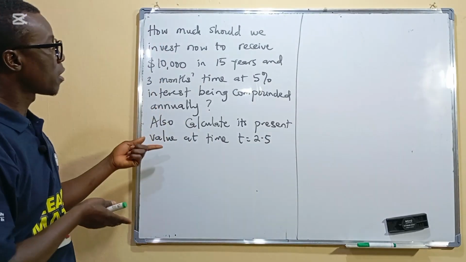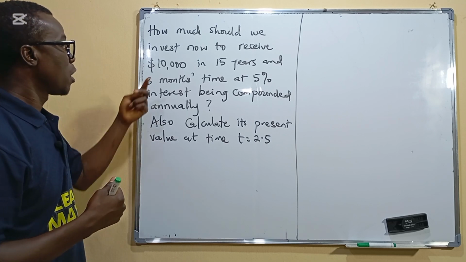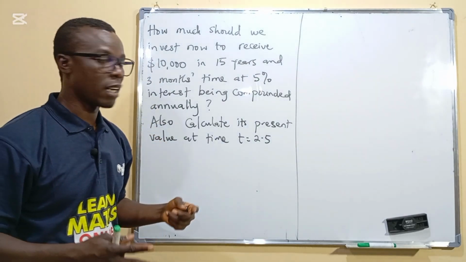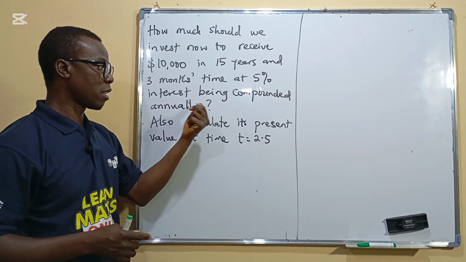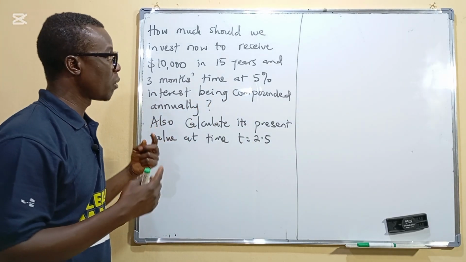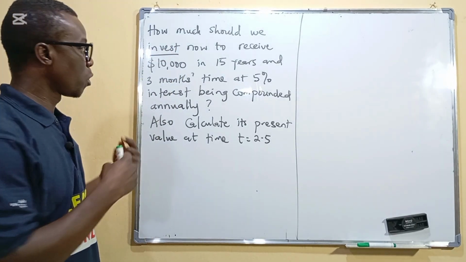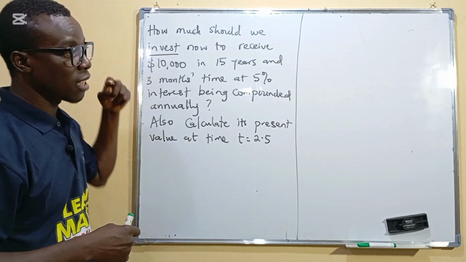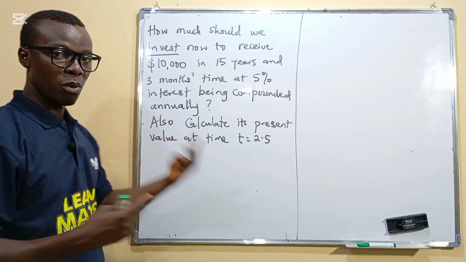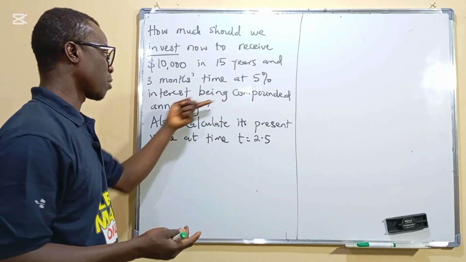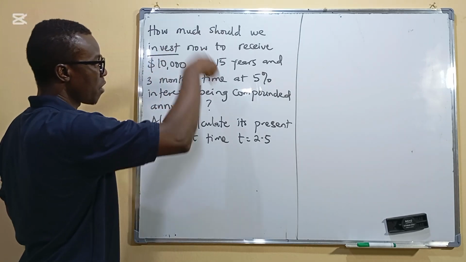Here again, we have another question that says: how much should we invest now to receive 10,000 US dollars in 15 years and 3 months time at 5% interest being compounded annually. Now, looking at the question, we have to know that this is an investment. So we are going to be investing. So since it's an investment, it is usually taken to be a compound interest. Of course, it works for most cases, even though it has been stated here clearly that it is compounded annually. So how much should we invest now?